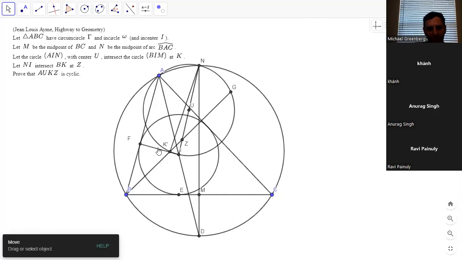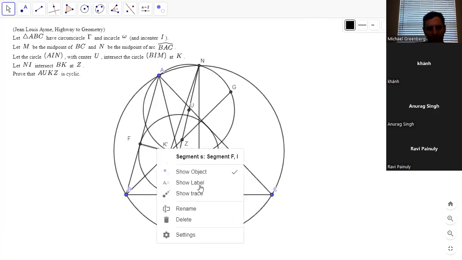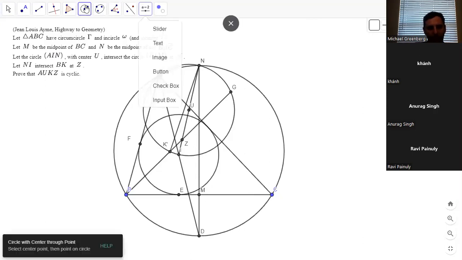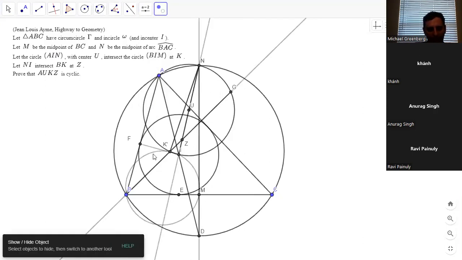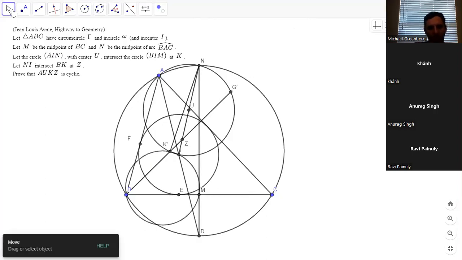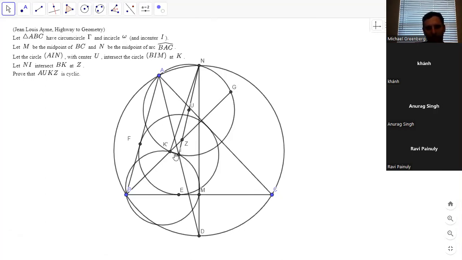Yeah, what if we just define K the way it was originally? And then ING is equal to IKG, which is equal to IMB. Yeah, so then NA is equal to NG.